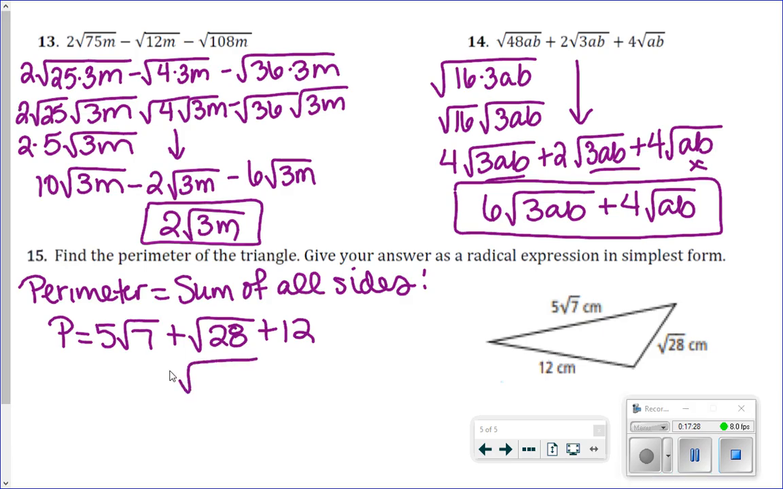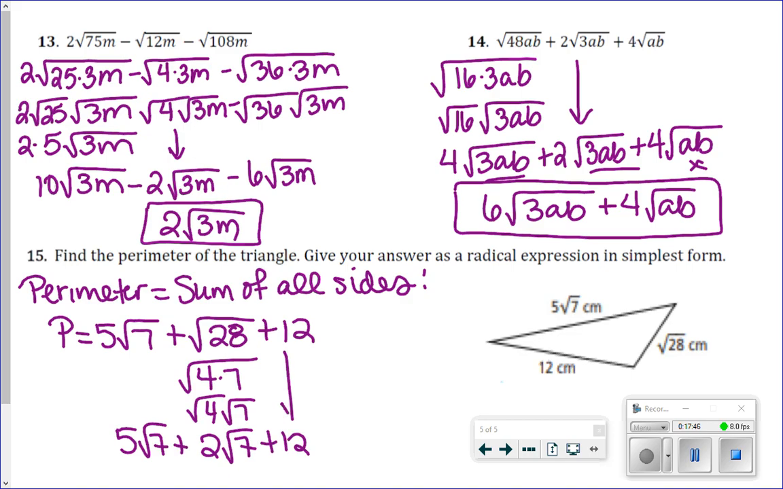But square root of 28 can break up into 4 times 7, and then I can take the square root of the 4 separate than the 7. So I get 2 square root of 7. And I'm adding that to 5 square root of 7 and the whole number 12. Then I notice that the 2 radical terms are like radicals, so I can add those. 5 plus 2 gives us 7 square root of 7. So our perimeter is 7 square root of 7 plus the whole number 12, and this is in centimeters.